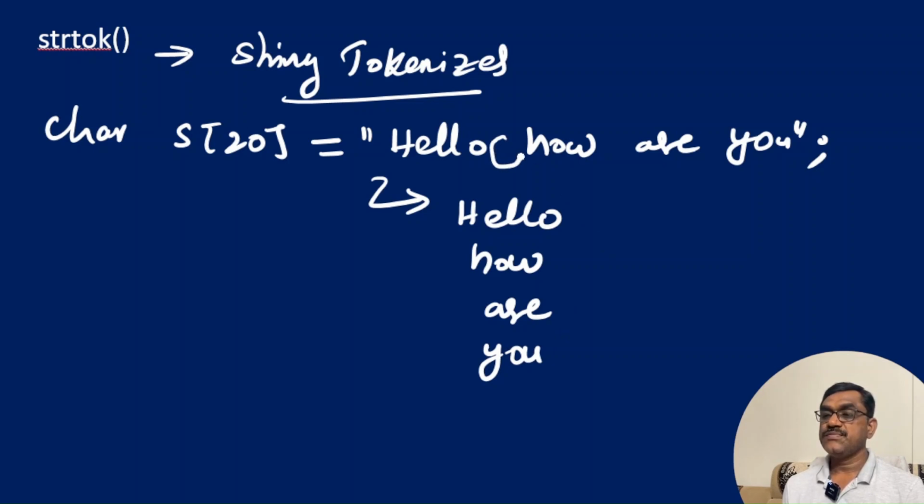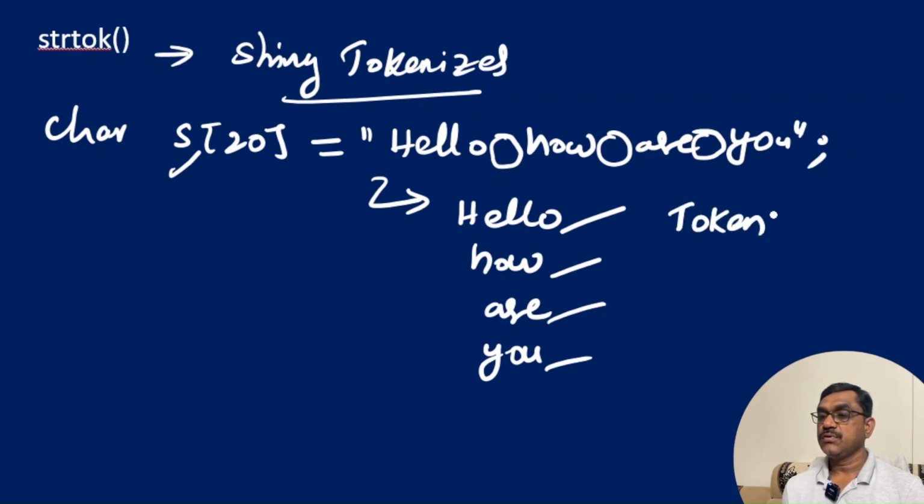Based on this empty space, I have divided the original string S, that is "hello how are you", into small pieces. There are four pieces. The first piece we call token 1, then token 2, token 3 and token 4. So this is what we mean by tokenization: dividing the main string into small pieces or blocks known as tokens. For this, we use the function string tokenizer.